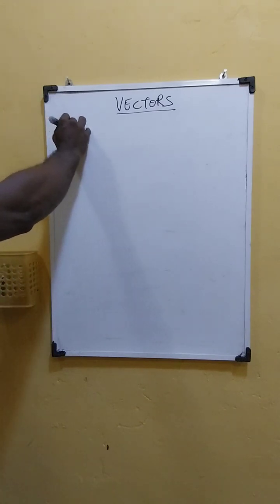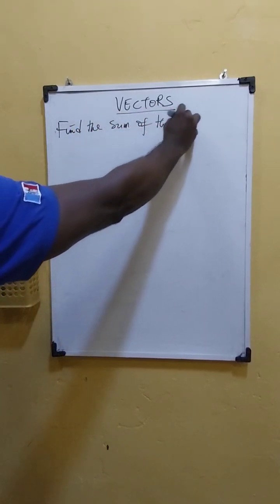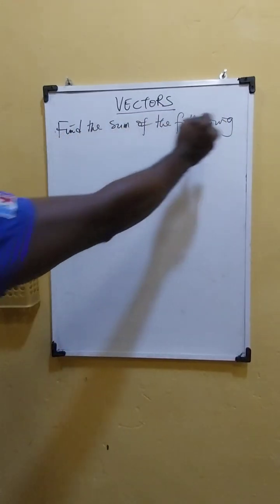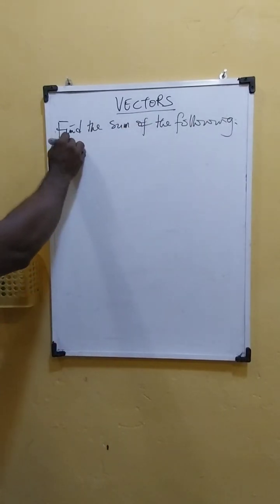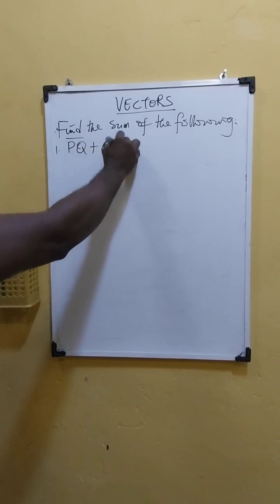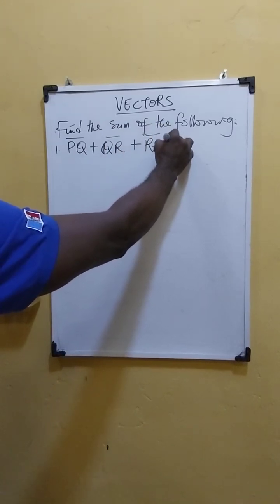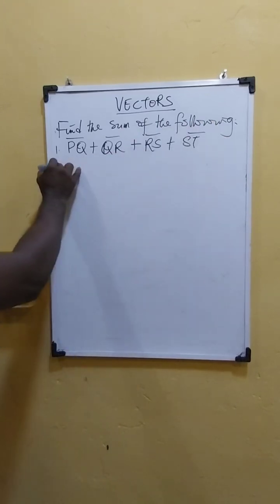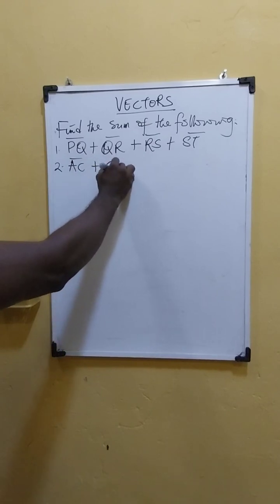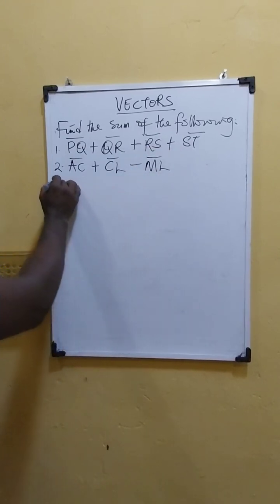So, let's take this, find the sum of the following. The first one, PQ plus QR plus RS plus ST. Second one, AC plus CL minus ML.